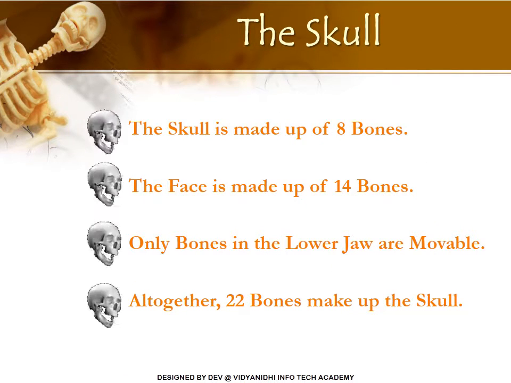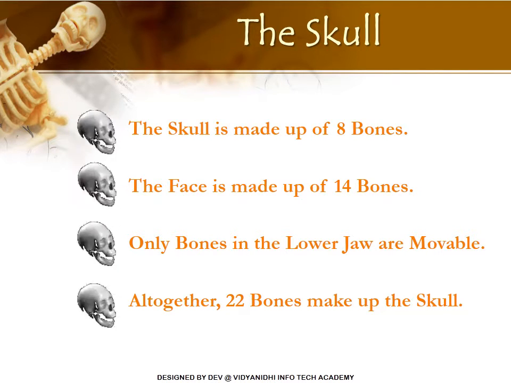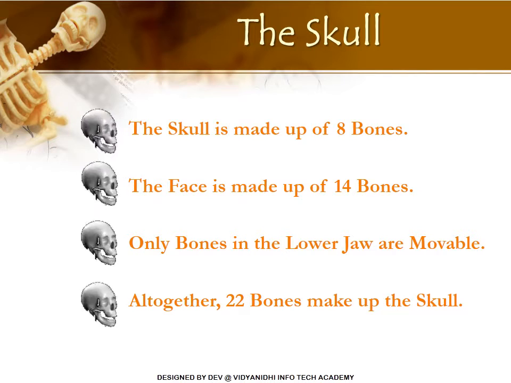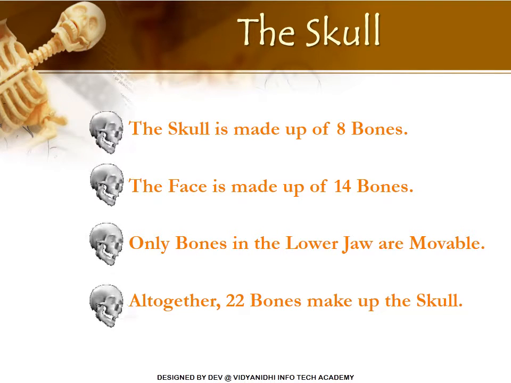The skull is made up of 8 bones. The face is made up of 14 bones. Only in the lower jaw are the bones movable. Altogether, 22 bones make up the skull.